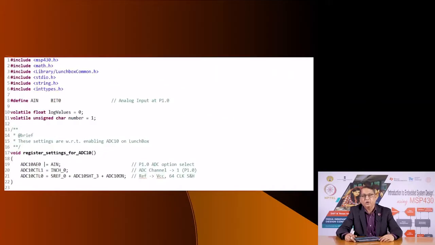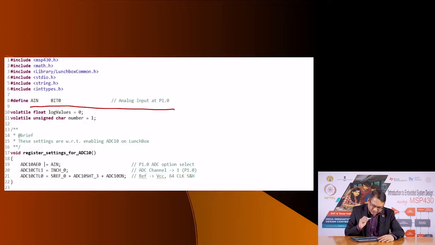Here is the program. Now, we are saying code like a ninja, which of course also means the program becomes longer. Probably the programs we cover in this lecture are by far the longest programs in terms of size. Here we are defining that we have a potentiometer connected to bit 0, that is P1.0. We have declared two volatile variables, one which will maintain the log of the value and the other a number which has been initialized to 1.